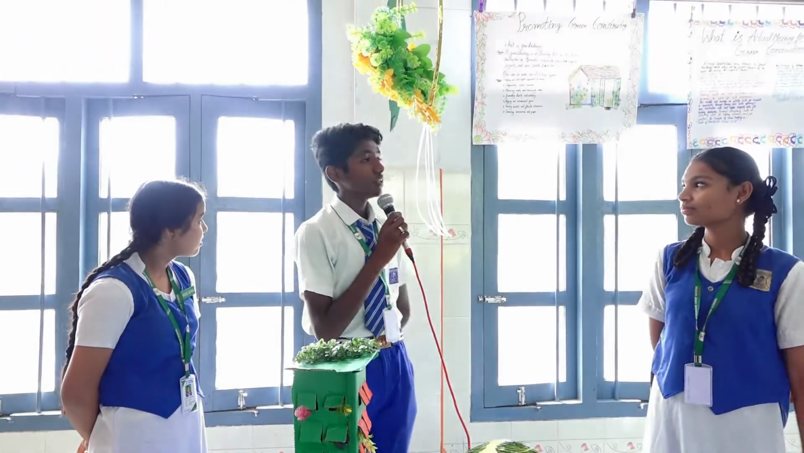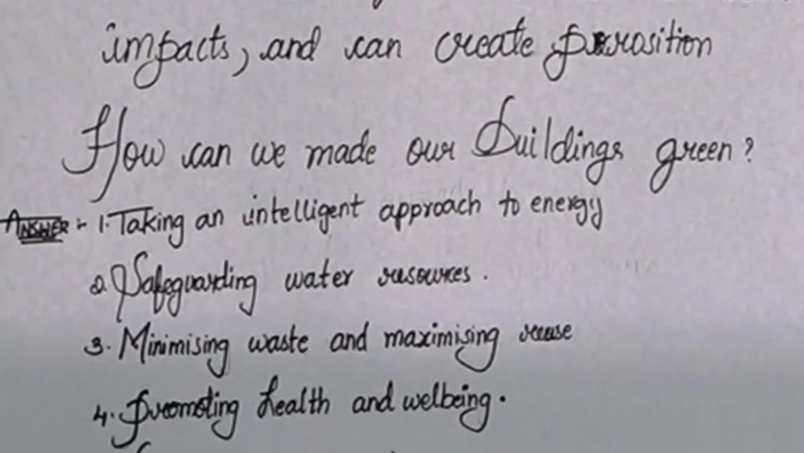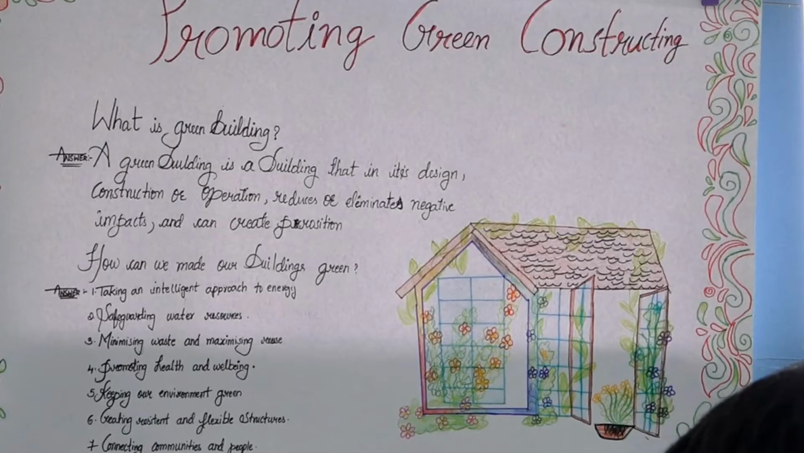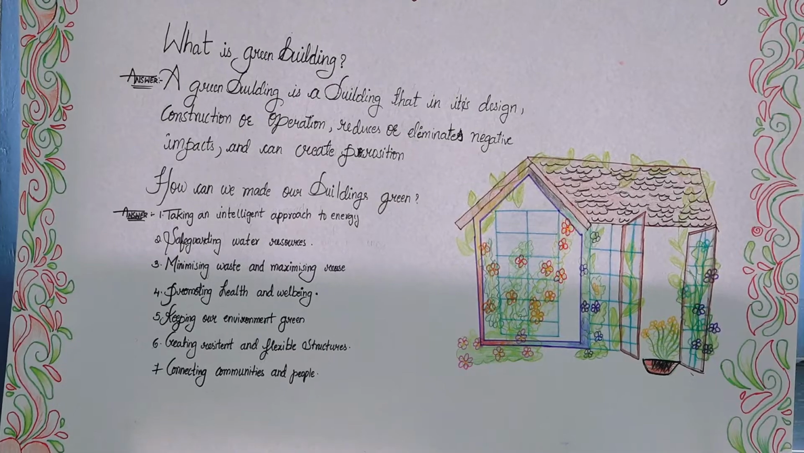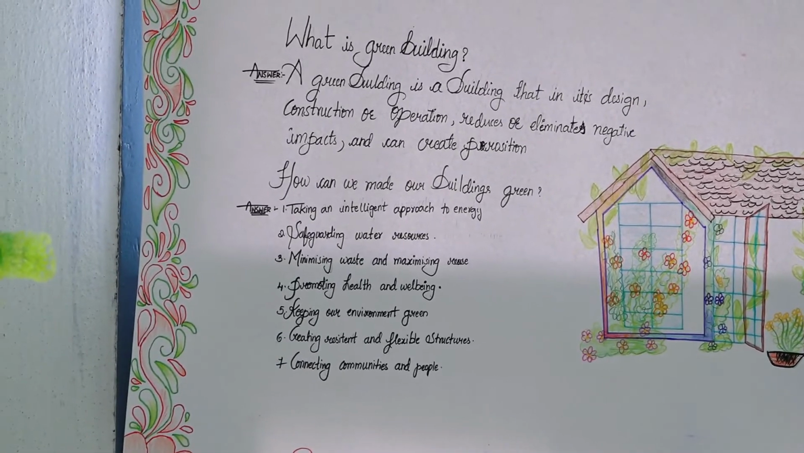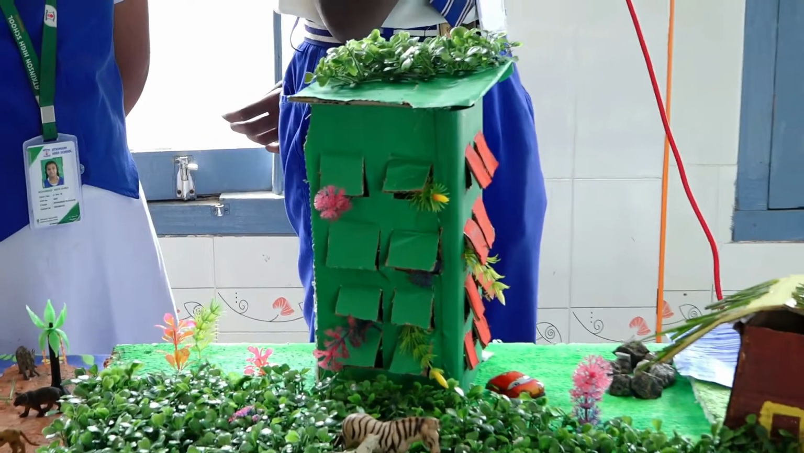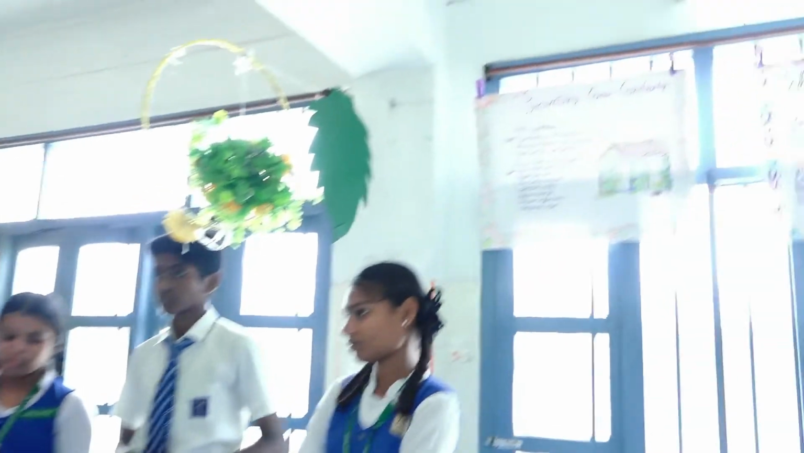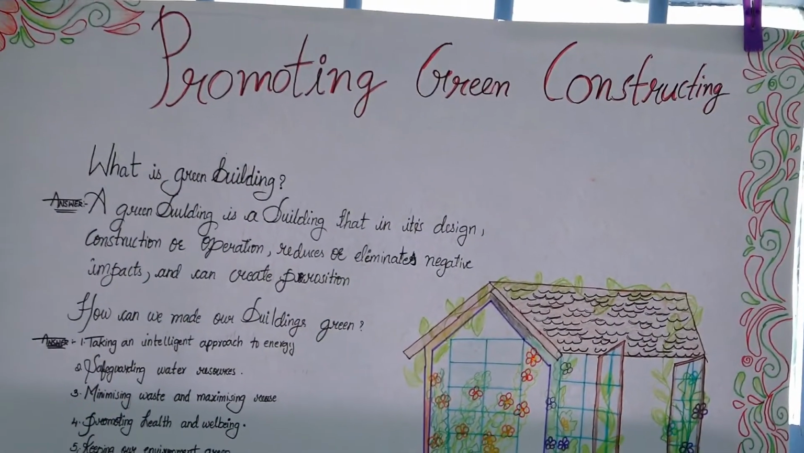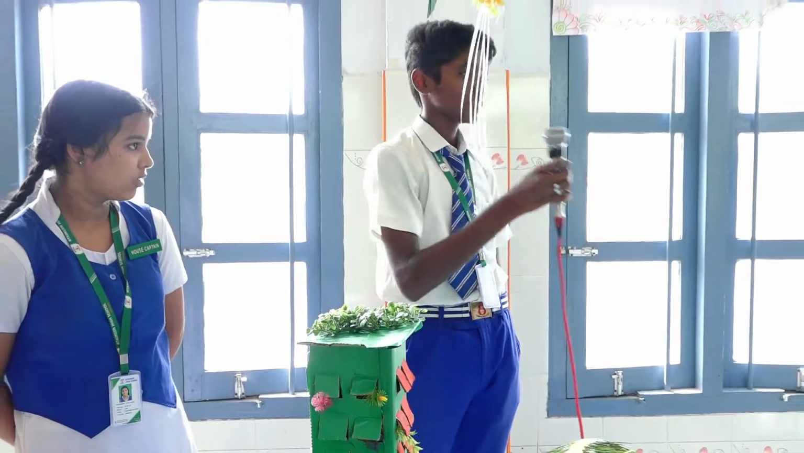What is green building? A green building is a building whose design, construction and operation reduce negative impact and create positive impact. How can we make our building green? Take an intelligent approach to energy, safeguard water resources, minimize waste, promote health and well-being, keep our environment green, create resilience and flexibility, and connect communities and people.